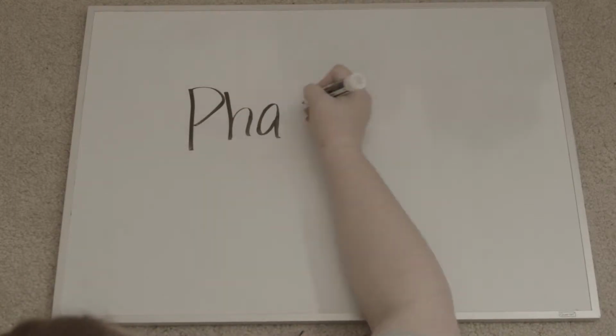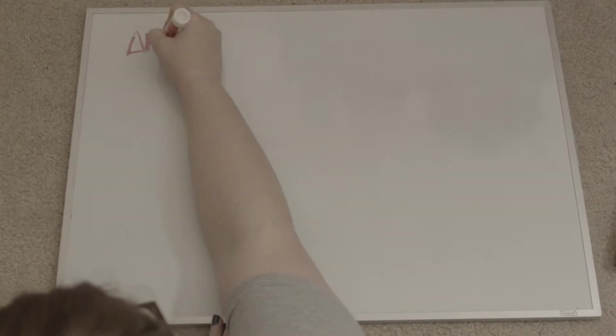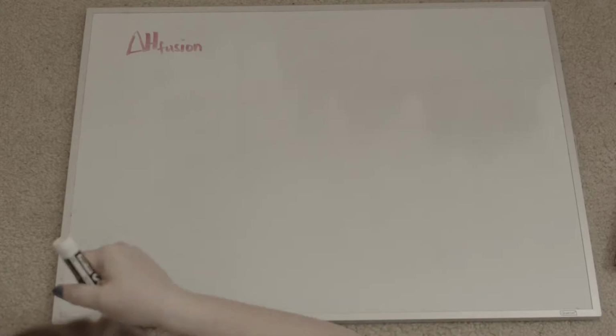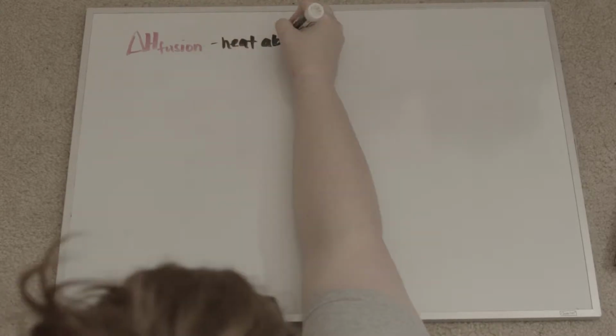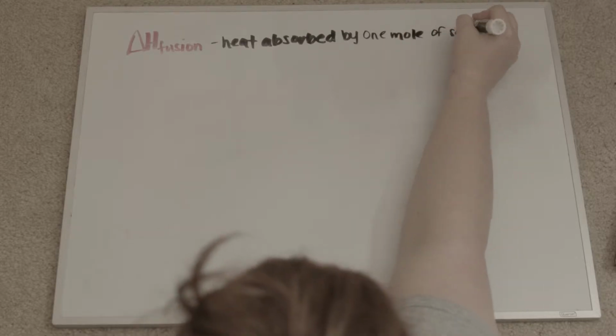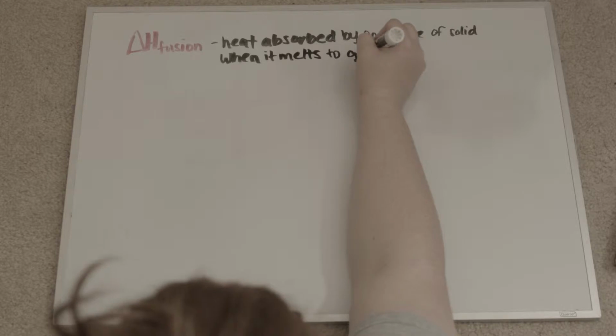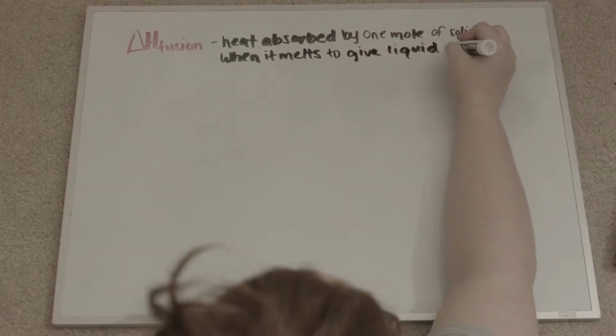So today we're going to go over phase changes, or more specifically the enthalpy of phase changes. Okay, so first we have the delta H of fusion, which is the change in heat that occurs during fusion. It is the heat absorbed by 1 mole of solid when it melts to give liquid at a constant temperature and pressure.